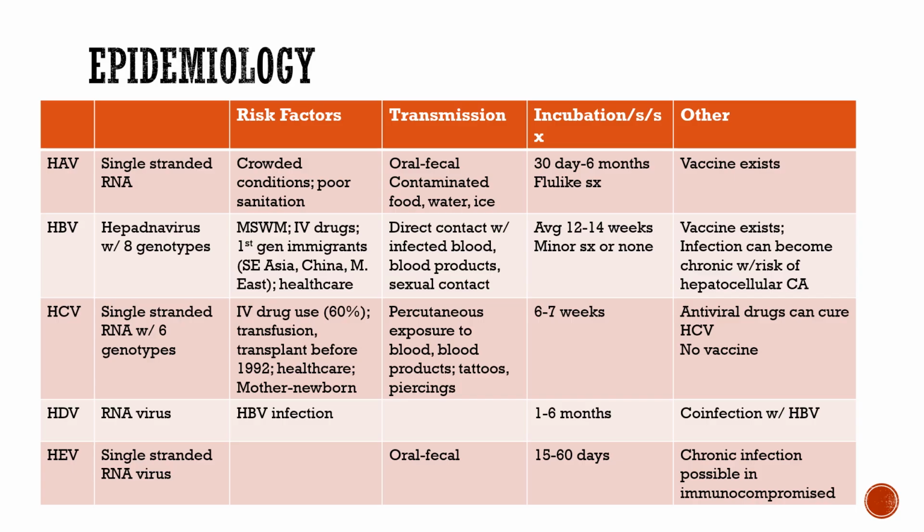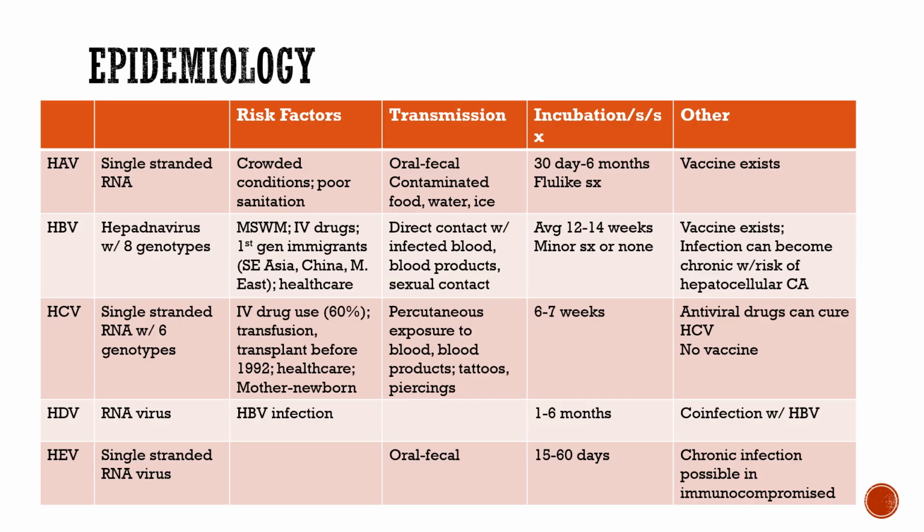This slide is about epidemiology of these different viruses. The most common in our country are A, B, and C. D only occurs when a person has hepatitis B, so it's considered a co-infection, and E is pretty rare in our country.